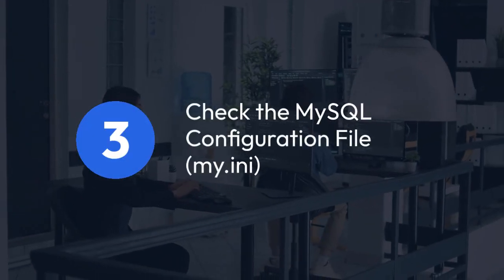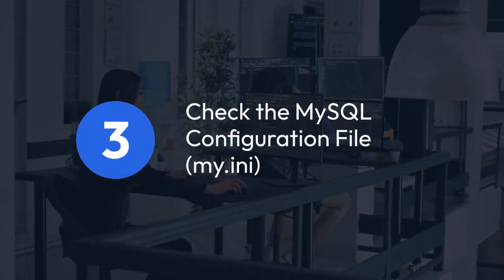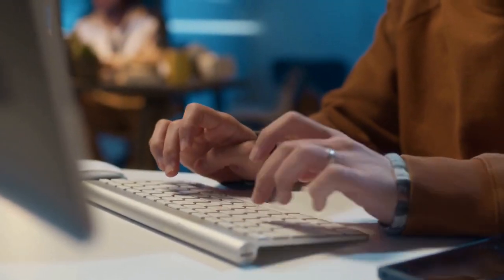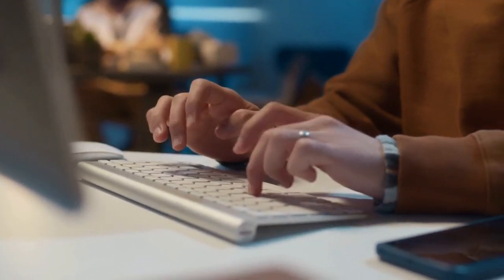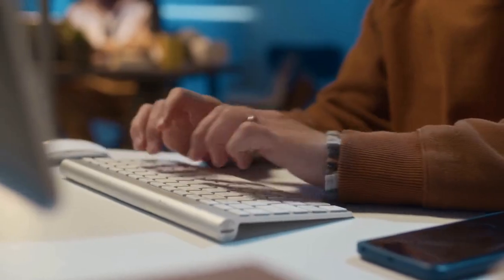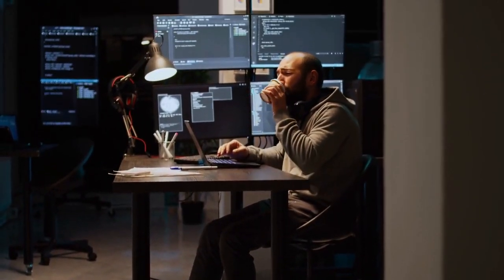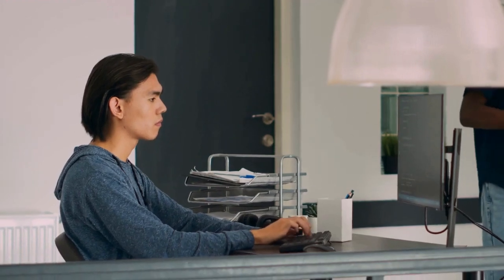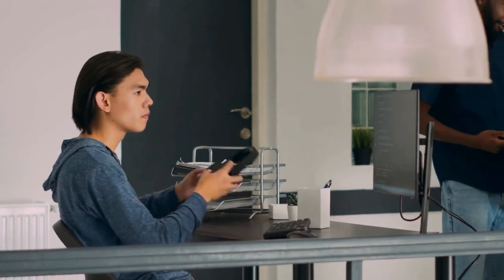3. Check the MySQL configuration file, my.ini. The my.ini file, or my.cnf on some systems, contains important settings for MySQL. It's usually located in the data directory within your MySQL installation directory. Open this file with a text editor, like Notepad++. Look for the bind-address setting. This setting specifies which IP addresses MySQL listens on.